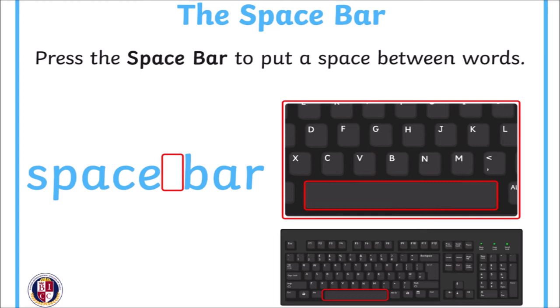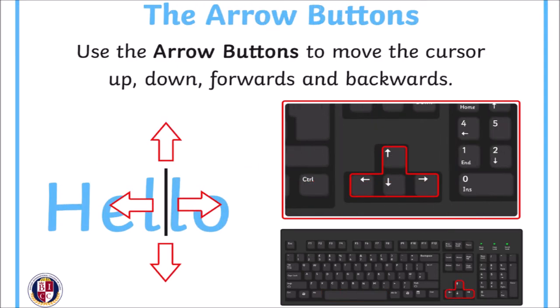Now we're gonna shift to arrow buttons. We use the arrow buttons to move the cursor up, down, forward and backwards. Sometimes we just write a letter that's wrong, so we need to go back to delete it. Sometimes we want to shift forward to go to another letter, so we just shift up, forward and backward, and up and down.